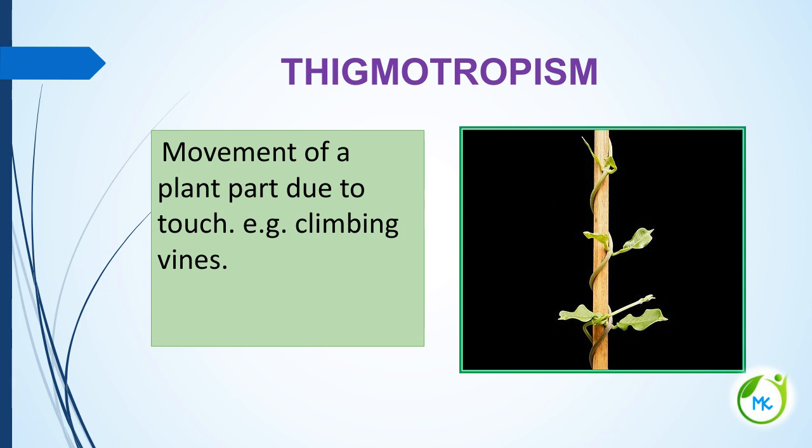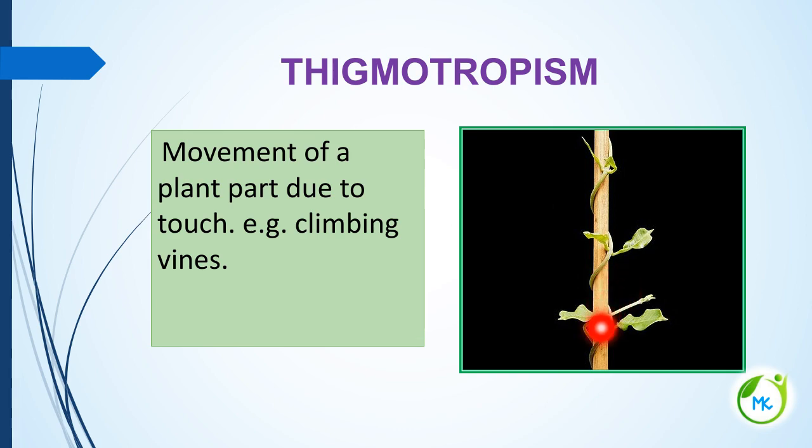The next movement is called Thigmotropism. Thigmo refers to touch. So the movement of a plant part in response to touch is called Thigmotropism. For example, climbing vines. In case of climbing vines, these plants need a support to grow because their stem is weak.